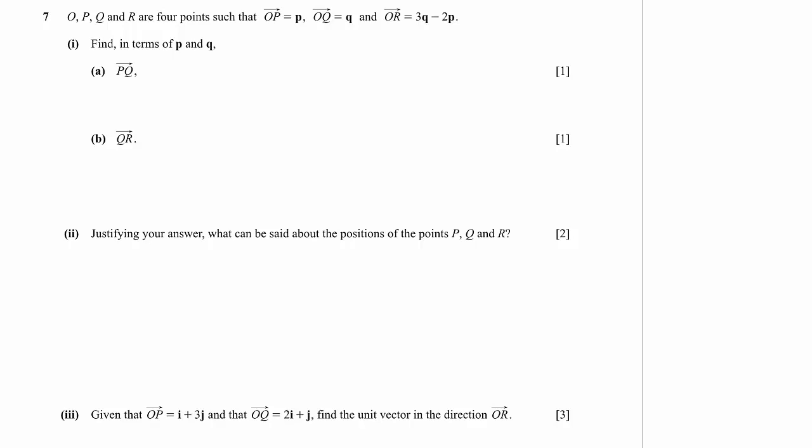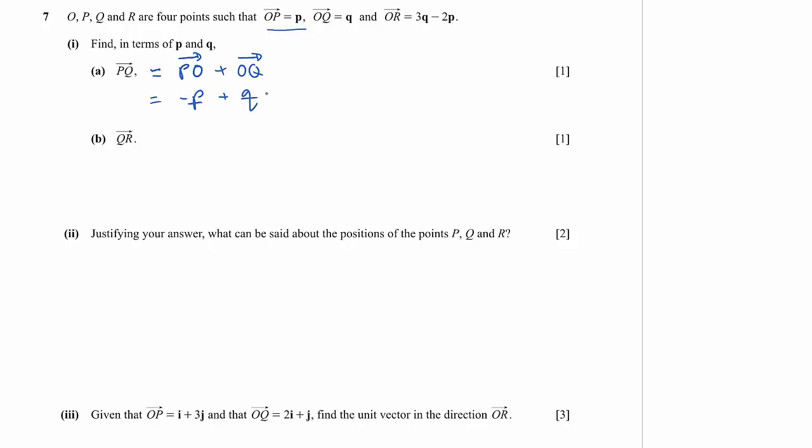OP, Q and R are 3 points such that OP is P, OQ is Q, and OR is 3Q minus 2P. Find, in terms of P and Q, first of all, PQ. Well, to go from P to Q, we can go from P to O, and then go from O to Q. So we just need an alternative route. And so P to O would be negative P, and then plus Q.